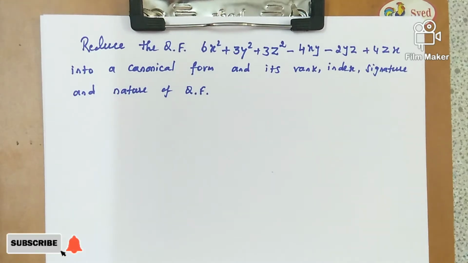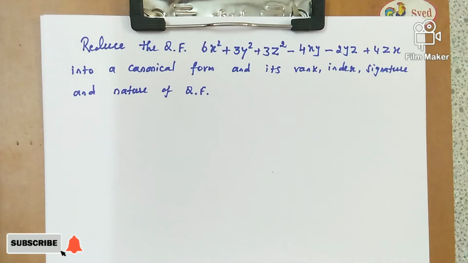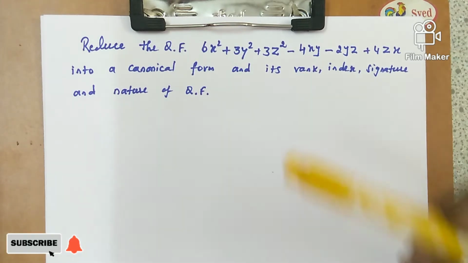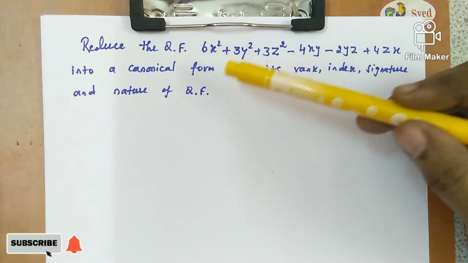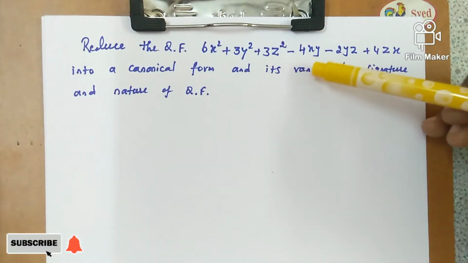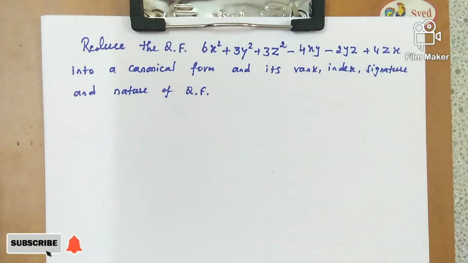In this lecture, we are going to see a reduction from quadratic form to canonical form. Look at the question. Reduce the quadratic form 6x square plus 3y square plus 3z square minus 4xy minus 2yz plus 4zx into a canonical form and find its rank, index, signature and nature of the quadratic form. So first we need to reduce the quadratic form to canonical form, and we need to find the rank, index, signature and nature of the quadratic form.